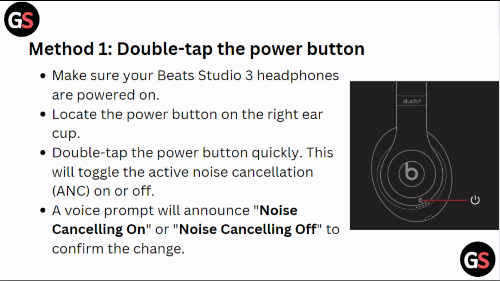Method 1. Double tap the power button. Make sure your Beats Studio 3 headphones are powered on. Locate the power button on the right ear cup. Double tap the power button quickly. This will toggle the active noise cancellation on or off. A voice prompt will announce noise cancellation on or noise cancellation off to confirm the change.